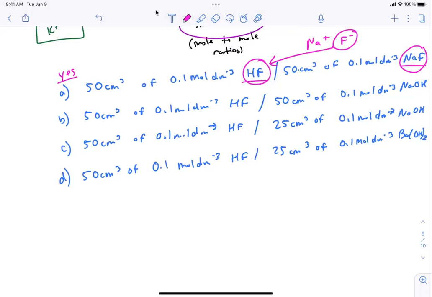And HF is a weak acid, and what's its conjugate? F minus. So do we have a source of F minus? Yes. That NaF. Because NaF, when it dissolves, forms Na plus and F minus. So that's your source of F minus.